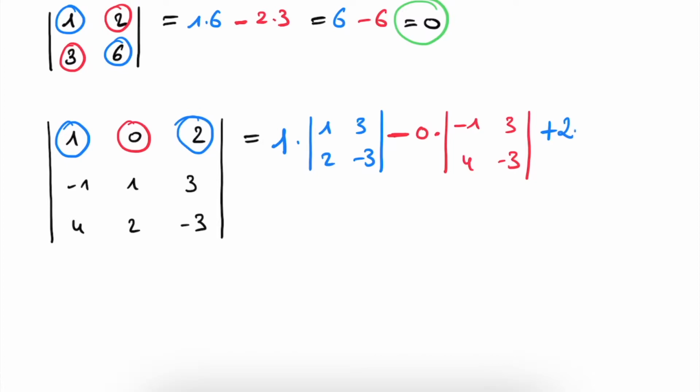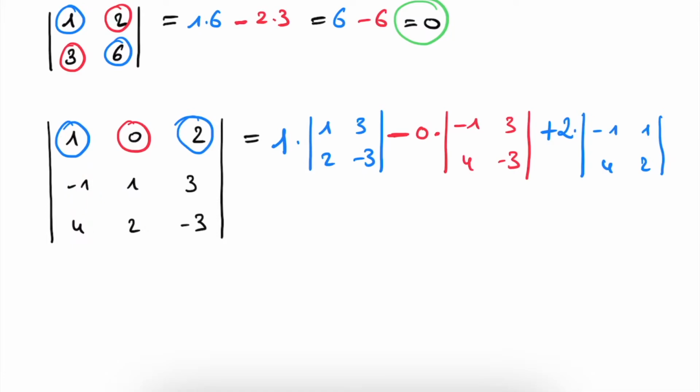So we get plus 2 times, again, the determinant that is formed by ignoring the first row and the third column, so the row and column of which this 2 is a part. We have these 4 numbers, which are the numbers we take the determinant of and multiply with this 2. So this becomes the determinant of minus 1, 1, 4, and 2.